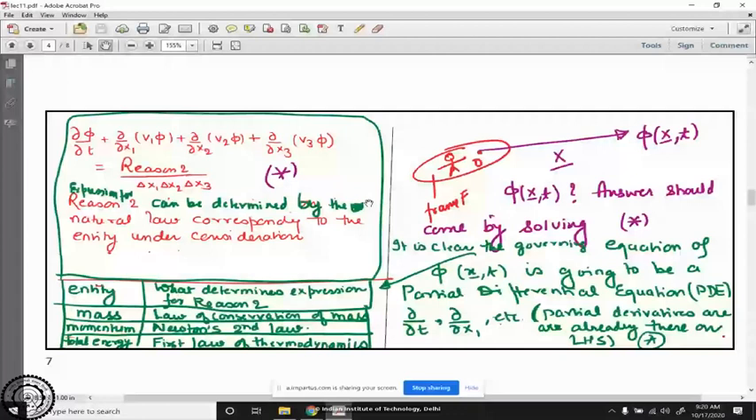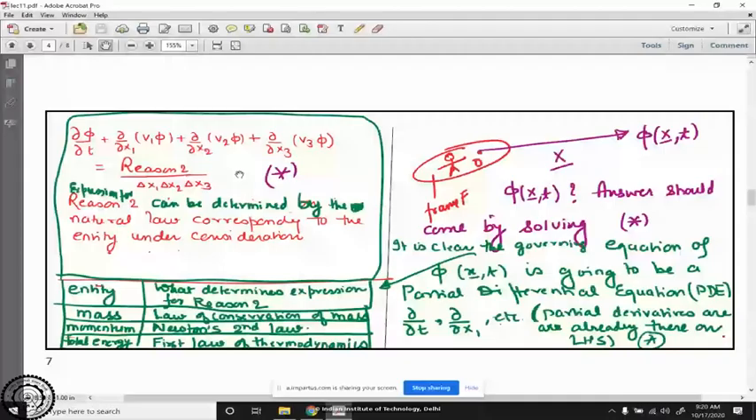Now, the other thing I want to highlight is that looking at what you have on the left hand side of the star equation, it should be clear to all of you that this governing equation is already a partial differential equation. So it is a differential equation, not an algebraic equation, number one. I hope you understand the difference between an algebraic equation and a differential equation. An algebraic equation is x plus y equals 3. This is an example of an algebraic equation.